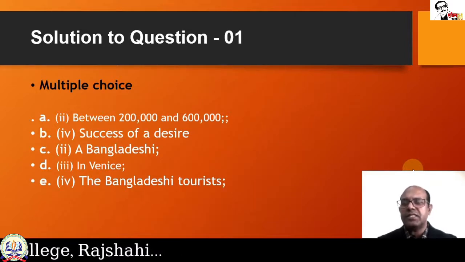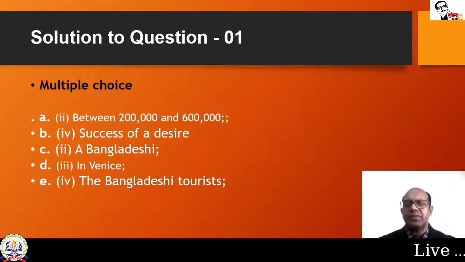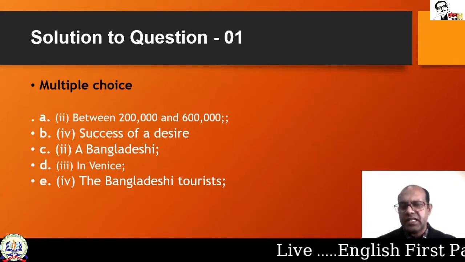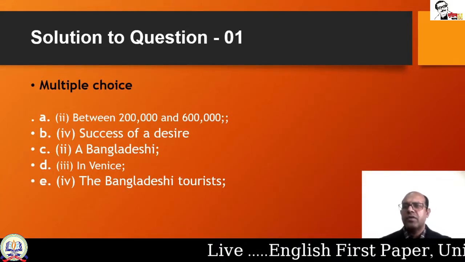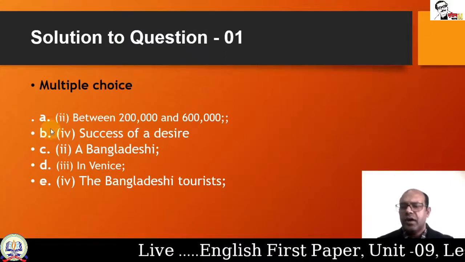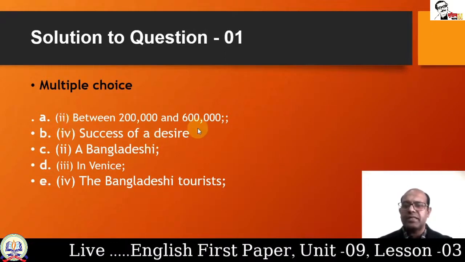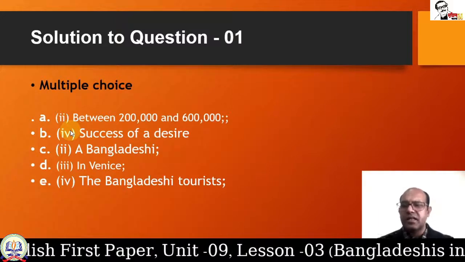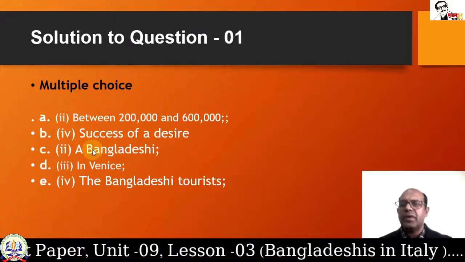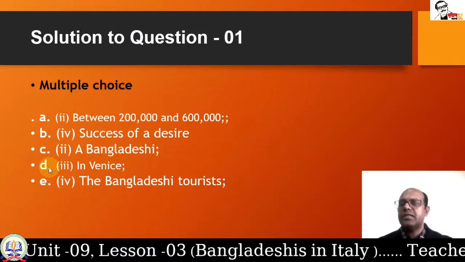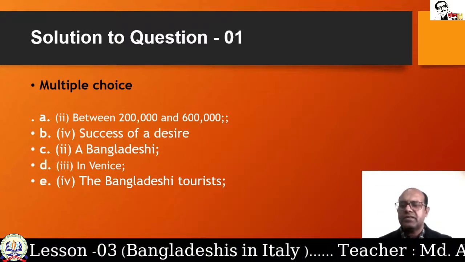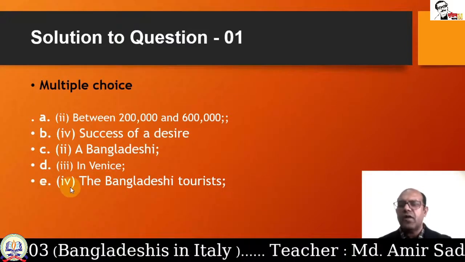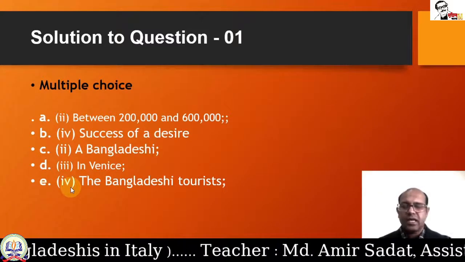Okay, dear learners, here is the solution to question 1, and I think those who are with me in my live class and those who have already given their answer, please check whether it is correct or wrong. For question A, option 2 is the correct answer, between 2 lakh and 6 lakh. For question B, option 4, success of a desire. For question C, option 2, a Bangladeshi. For question D, option 3, in Venice. For question E, option 4, the Bangladeshi tourist.